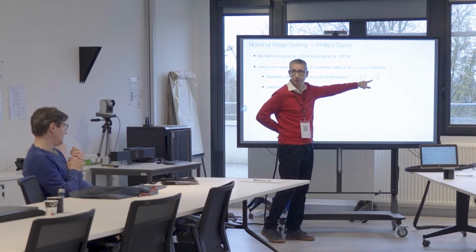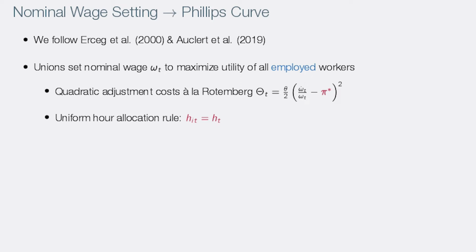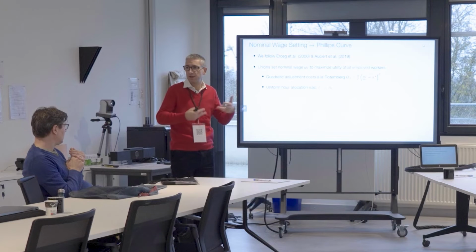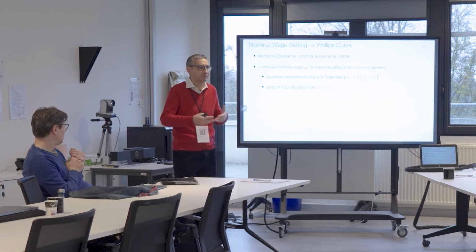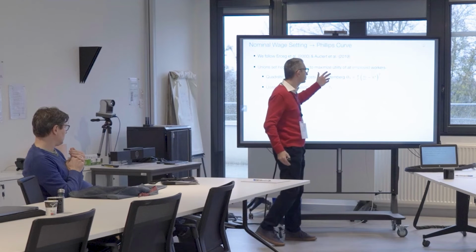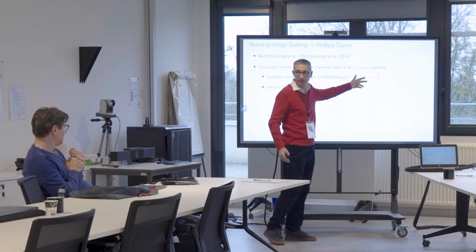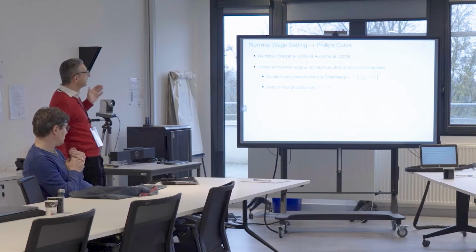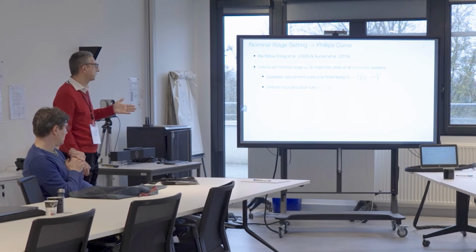Pi star is the inflation target. The reason why we have the inflation target there is because we want to capture this idea that if I'm the union and I know that inflation is going to grow at 2% forever, then I can basically set an automatic indexation clause into the contract, and there is no friction whatsoever. These are frictions that the wage setters face when there are unexpected shocks, and when they have to deviate from the plan. Then the union allocates hours uniformly across all workers, but again, this is not really crucial.